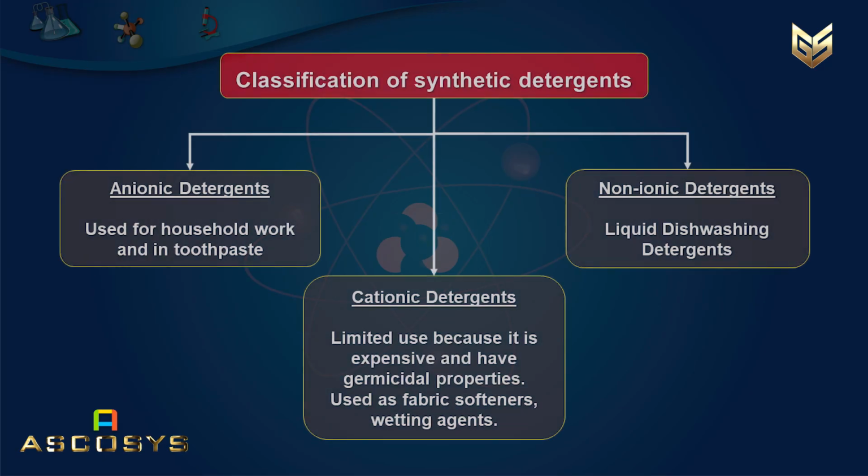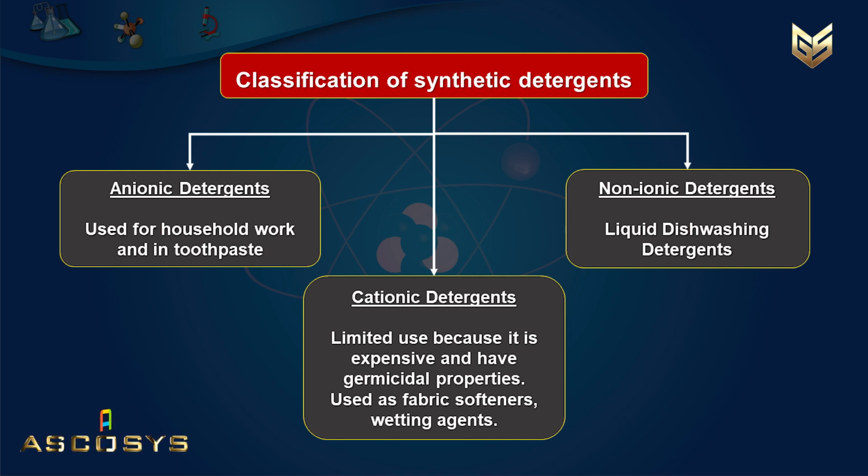Synthetic detergents are chemicals that act as soaps but are not soap. There is a difference between synthetic detergents and soap. Synthetic detergents can work in both hard water and soft water, while soaps cannot. There are three classifications of synthetic detergents. These are anionic detergents, cationic detergents, and non-ionic detergents.